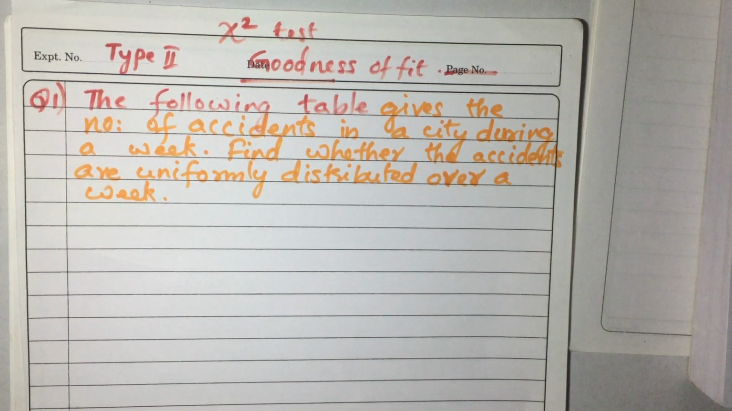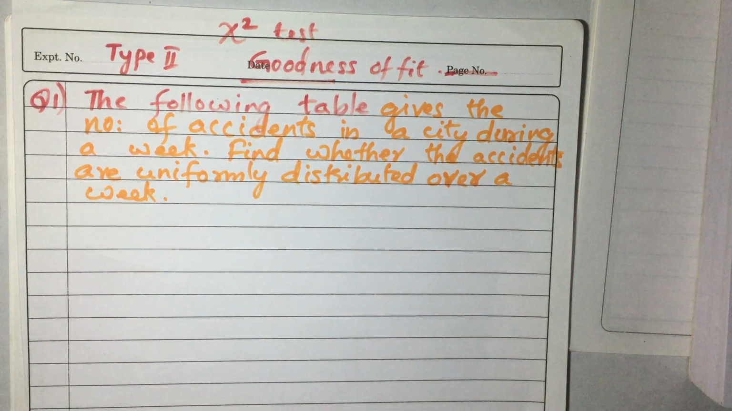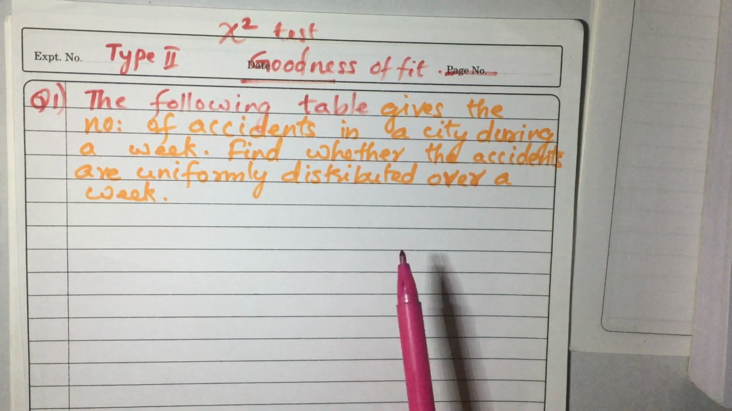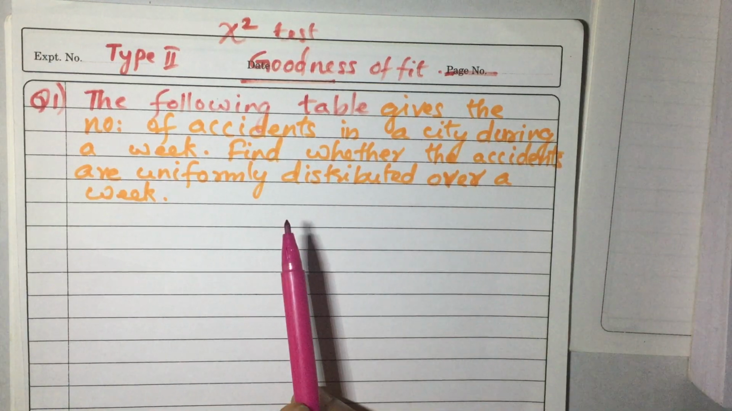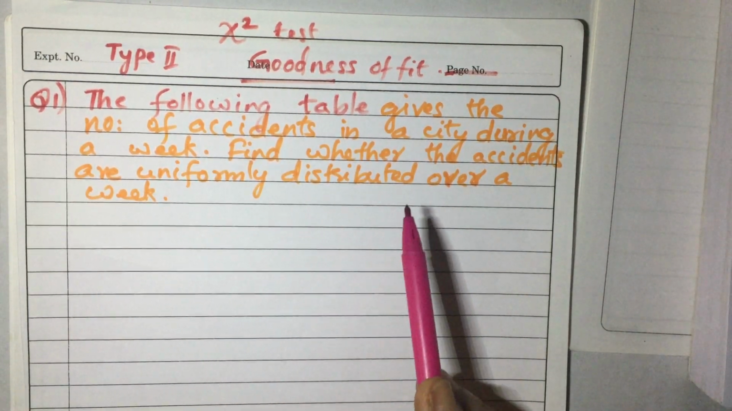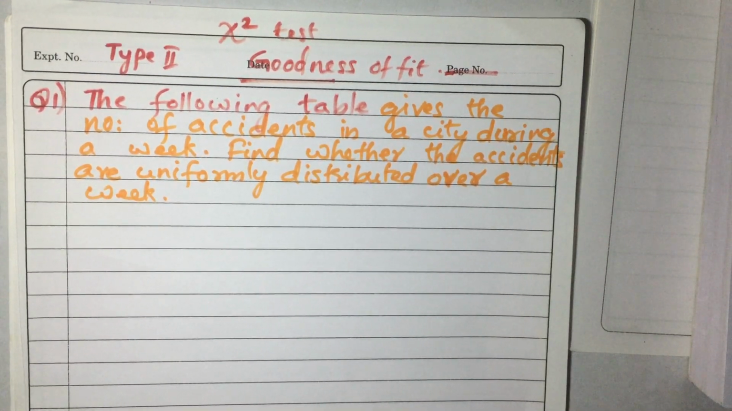Good morning, students. Let's do the second type of chi-square test. Here we will see the goodness of fit. The following table gives the number of accidents in a city during a week. Find whether the accidents are uniformly distributed over a week.